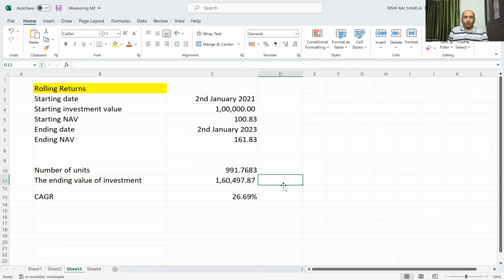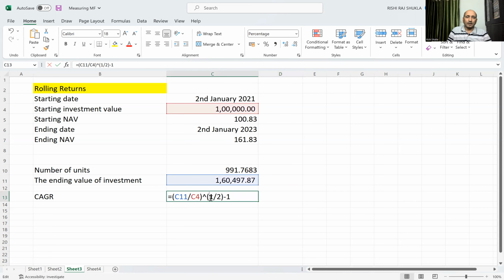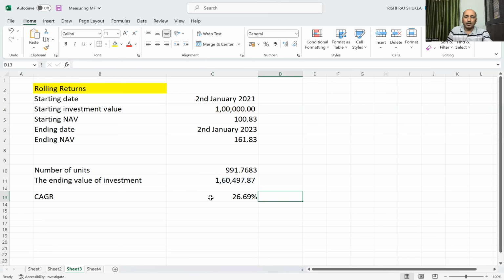So now we have both the starting value of our investment and the ending value of our investment, and the time frame, of course, is 2 years, from 2021 to 2023. So now we can easily calculate CAGR as we have discussed in the last chapter. So this will be ending value divided by starting value, power 1 by 2, where 2 is the time, minus 1. If you apply this formula, we will get CAGR as 26.69.